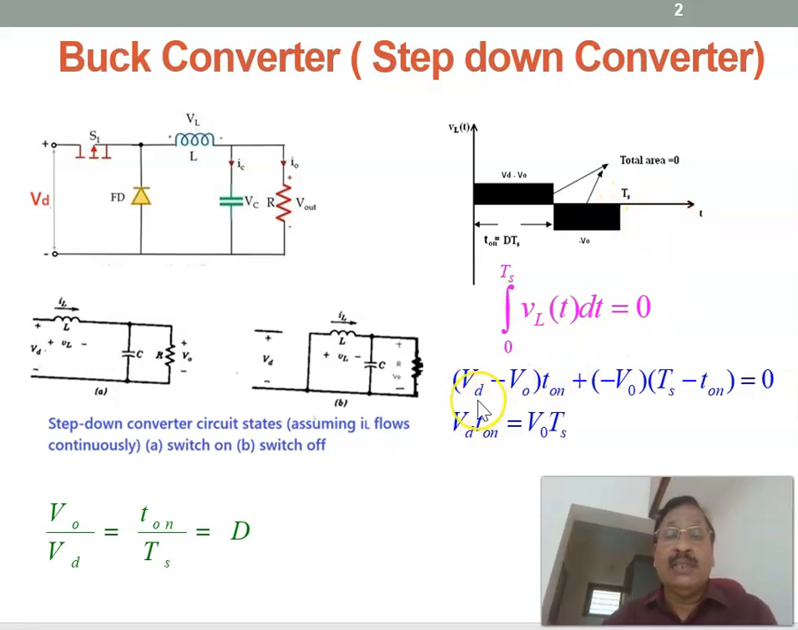To obey that, we get (VD minus V0) times Ton, plus minus V0 times (Ts minus Ton), equal to 0. Or we get VD times Ton equal to V0 times Ts, so the average output voltage ratio V0 by VD equals Ton divided by Ts, equal to D, or V0 equals D times VD, where D is called the duty cycle. Therefore, this is the basic equation of the average output voltage of a buck converter.